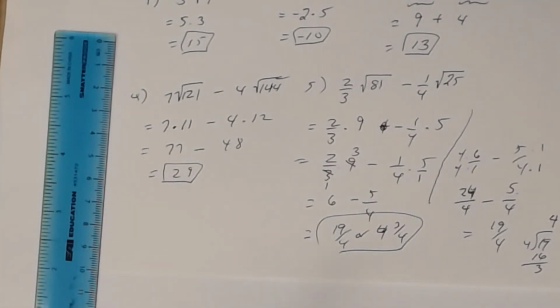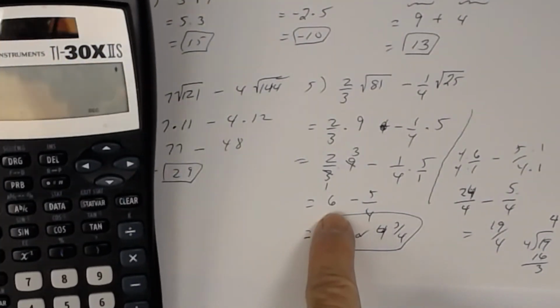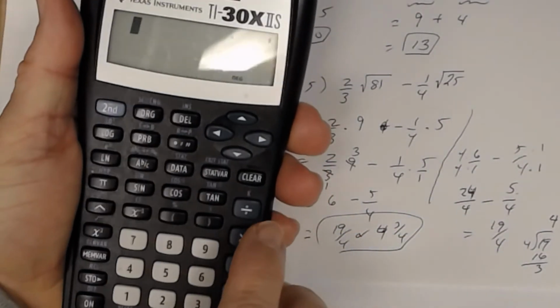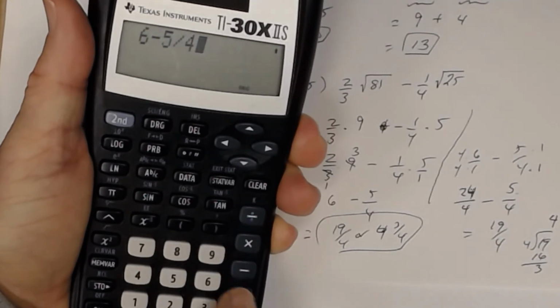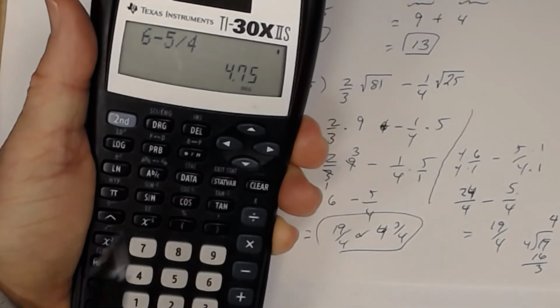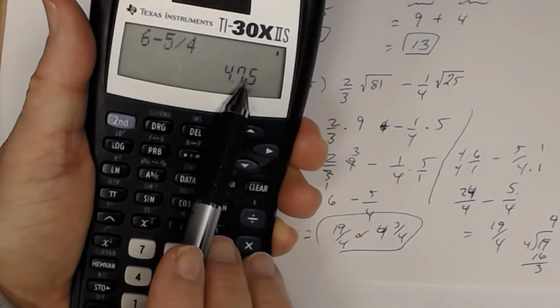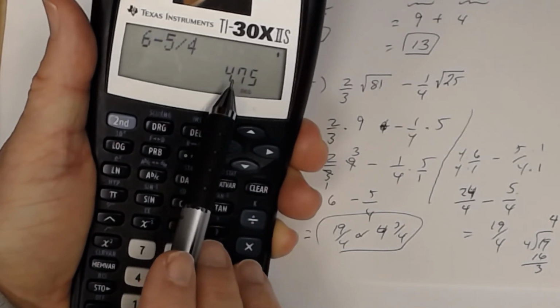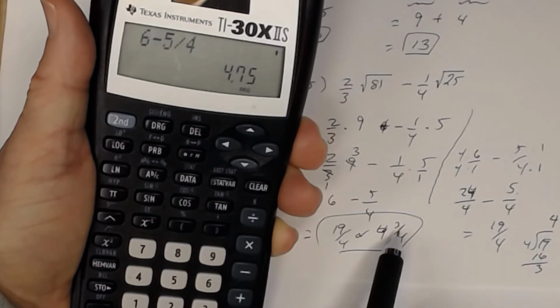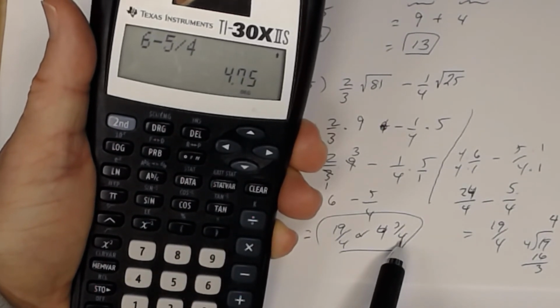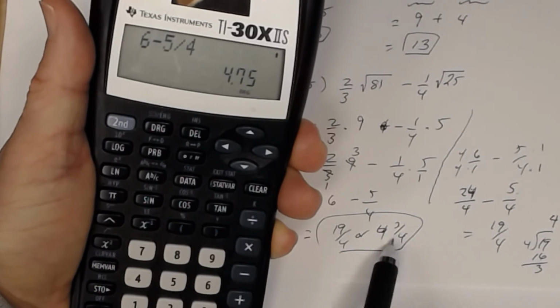Now, just remind yourselves about the calculator. If you use a calculator, you have 6 minus 5/4, right? So you're going to say in your calculator, 6 subtract 5 divided by 4, and you get this decimal. Now, most of you know that you read this as 4 and 75/100. Well, remember, 75/100 reduced is 3/4. So notice 4 and 3/4.